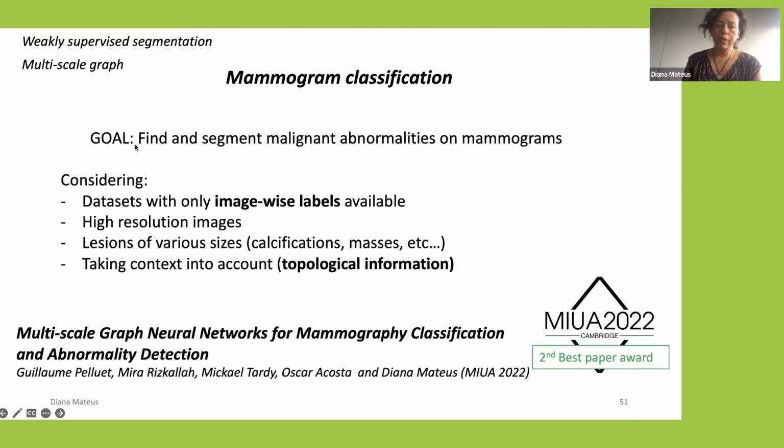So the goal would be the same. We want to find and segment the malignant abnormalities on mammograms, and we are going to consider datasets with only image-wise labels. So if you see any annotation, this is only considered for evaluation of our method. We are going to deal with high-resolution images with lesions of various sizes, and we are going now, different from our previous work, to take into account the context or this topological information I was talking about.